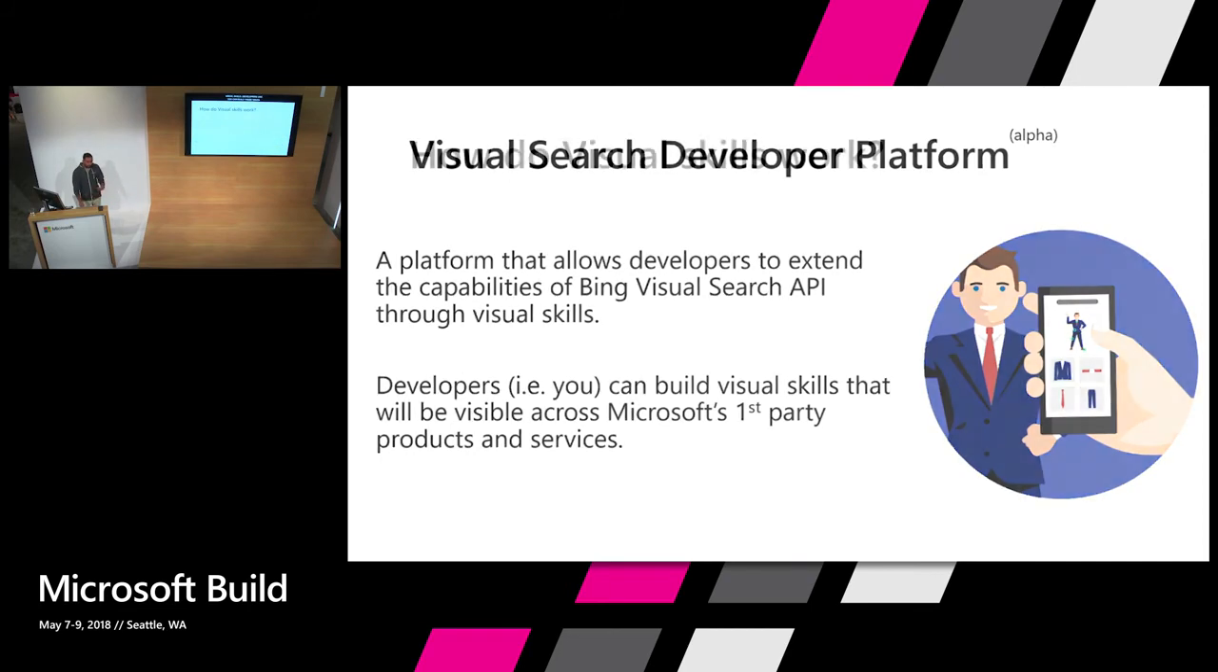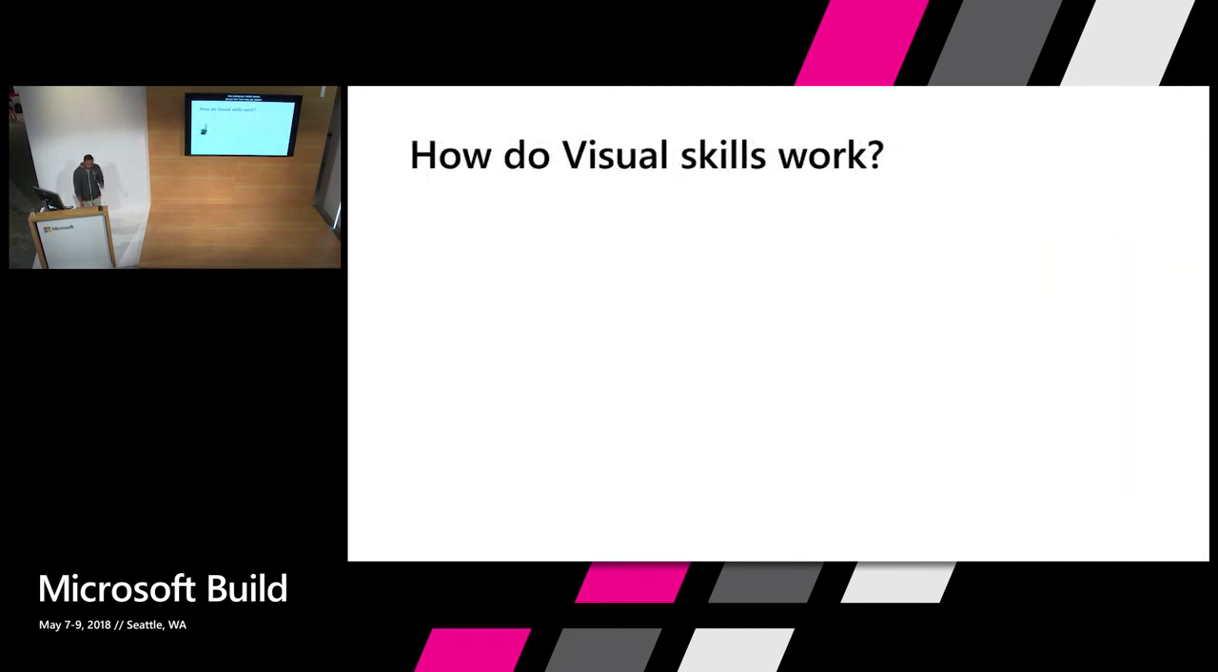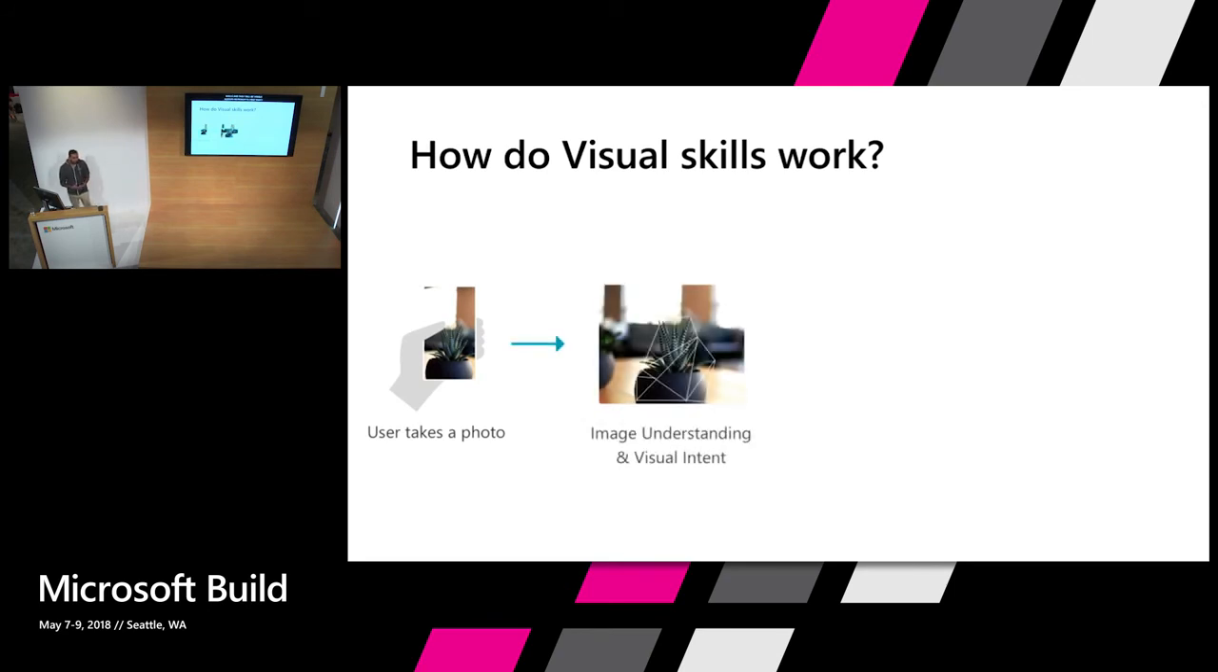So how do visual skills work? A user takes a photo, and here's where the magic happens, right? We've built decades of machine learning and computer vision and deep learning expertise to understand what's in an image. So we can understand the intent of an image. We call this visual intent. So visual intent is kind of defined as what is the most likely intent of an image given the content in it. So for example, a picture of a person, the intent is a person.